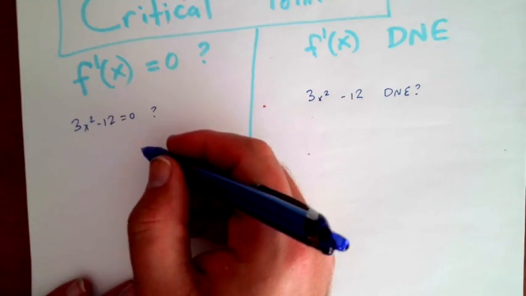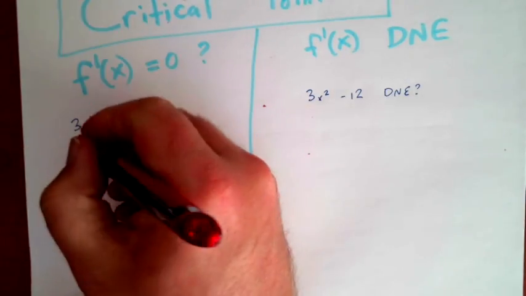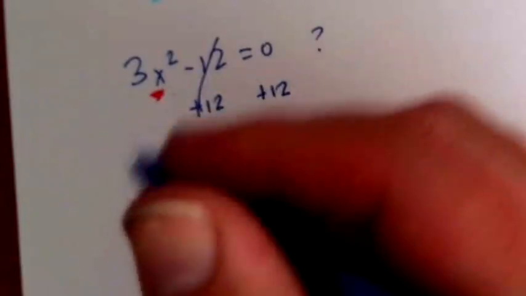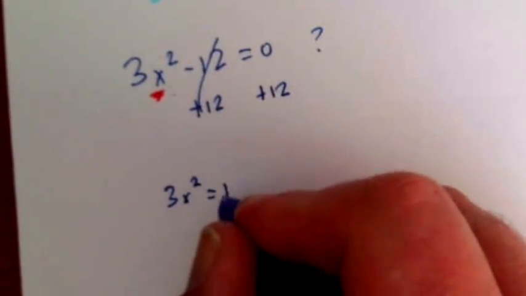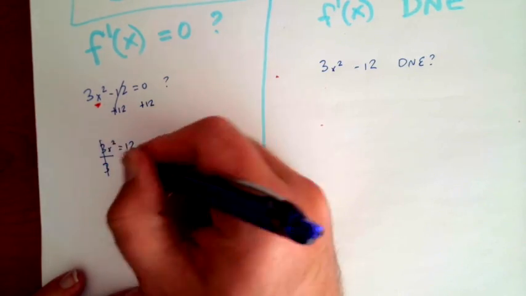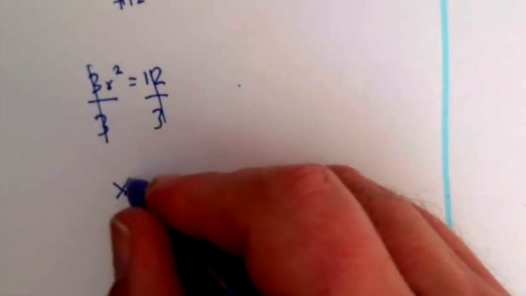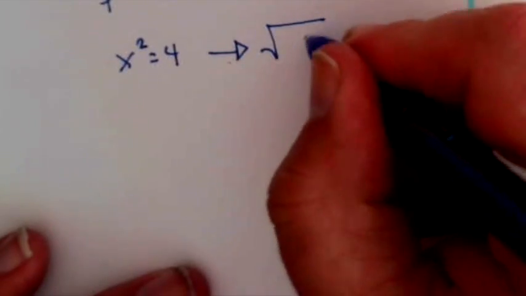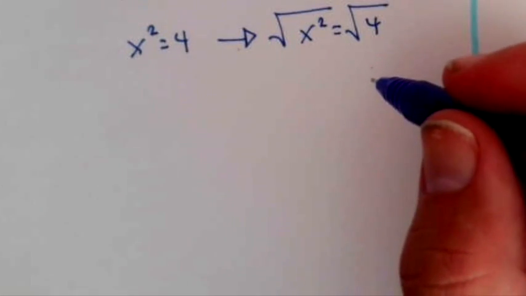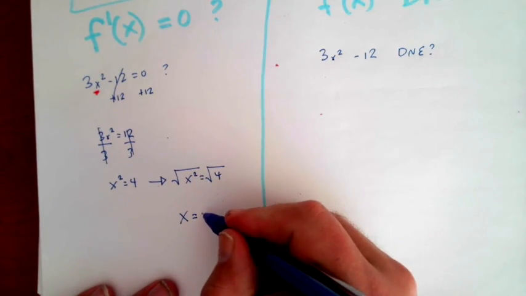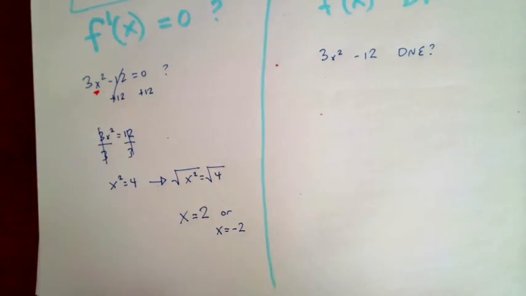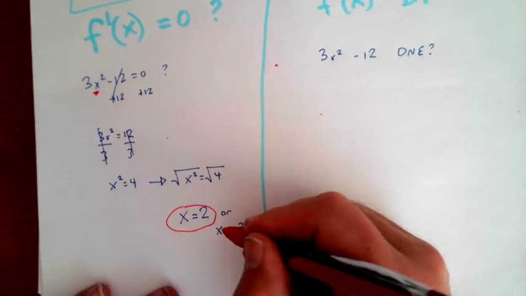To solve 3x squared minus 12 equals 0, in this instance we can isolate the x. We can add 12 to both sides, and then we have 3x squared equals 12. If I divide both sides by 3, I get that x squared is equal to 4. So then I take the square root of both sides, and this is a little bit tricky. Remember, a number actually has two square roots. So I would have x equals positive 2 or x equals negative 2. These are my two critical points where f prime of x is equal to 0.